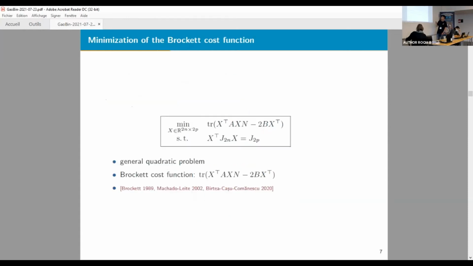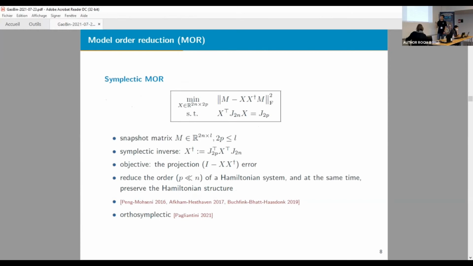And also we have some generalization. If we consider a more general optimal quadratic function, we can minimize this kind of function subject to this constraint. Another class of application is in dynamic Hamiltonian systems. We have a dimension n system, and we want to reduce the order of this Hamiltonian system, and at the same time preserve the structure of this symplectic constraint.